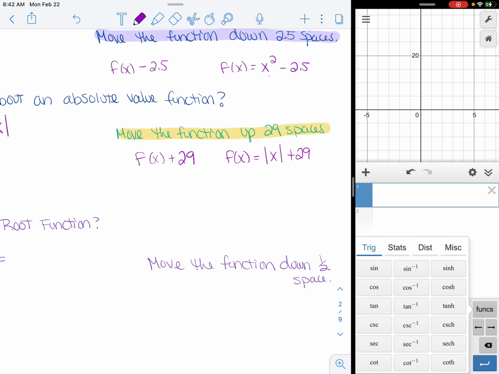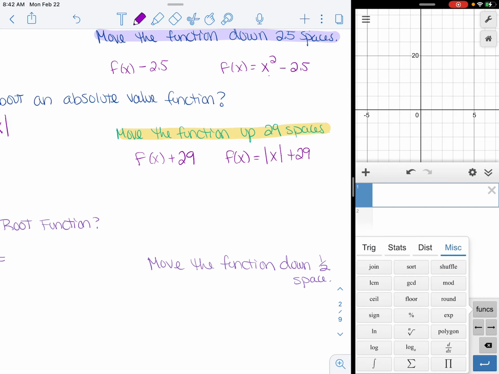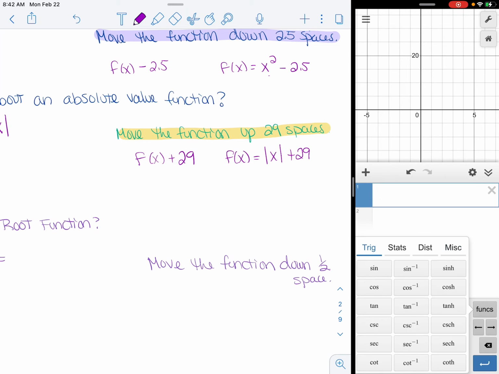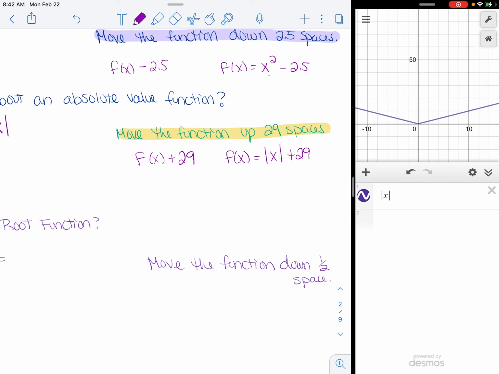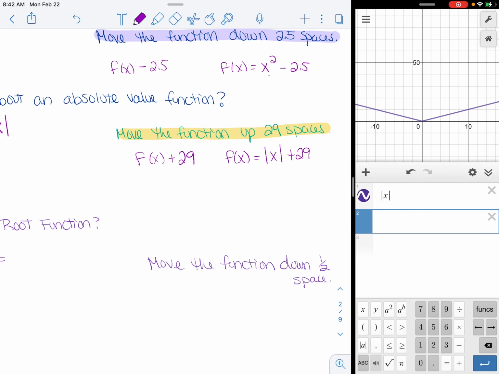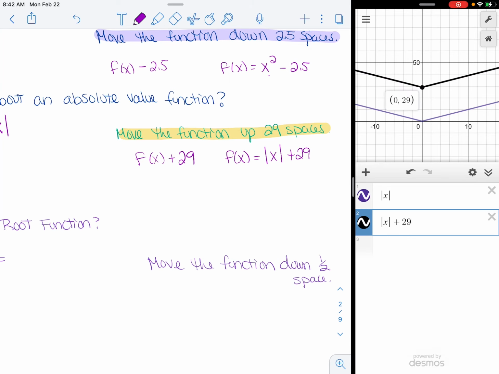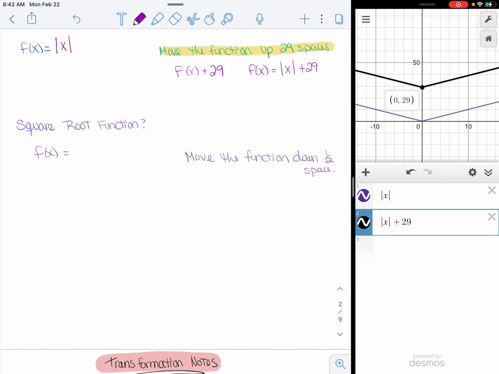So functions, miscellaneous, are they going to give me an absolute value? Oh, there it is. So absolute value of x looks just like that, right? And then if I want to do absolute value of x plus 29, well, there you go. I added to the end after the symbol is closed, and I shifted it up 29 spaces.